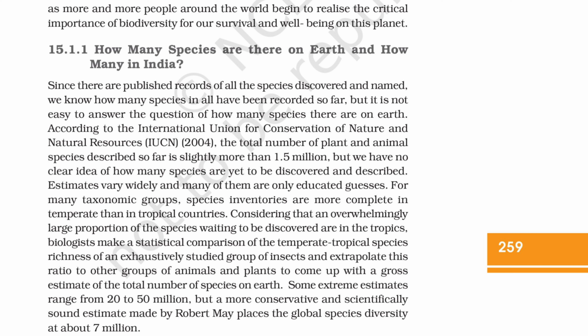For many taxonomic groups, species inventories are more complete in temperate than in tropical countries. Considering that an overwhelmingly large proportion of the species waiting to be discovered are in the tropics, biologists make a statistical comparison of the temperate tropical species richness of an exhaustively studied group of insects, and extrapolate this ratio to other groups of animals and plants to come up with a gross estimate of the total number of species on Earth. Some extreme estimates range from 20 to 50 million, but a more conservative and scientifically sound estimate made by Robert May places the global species diversity at about 7 million.